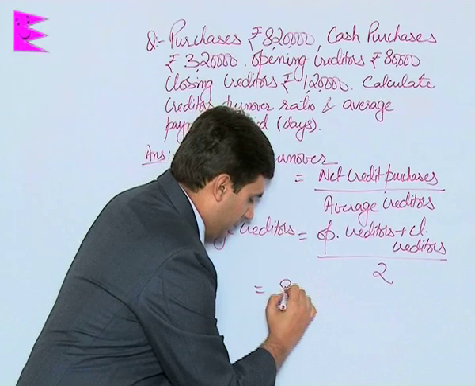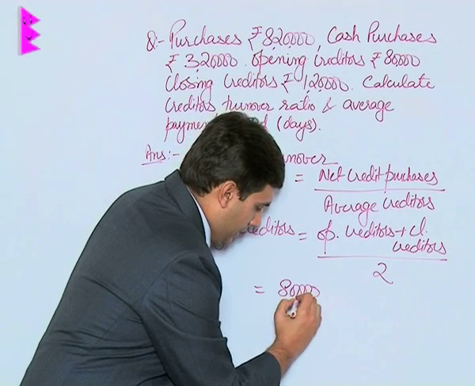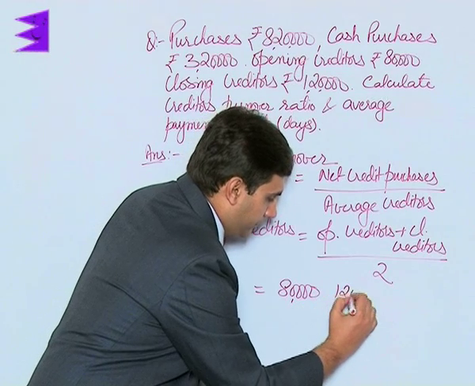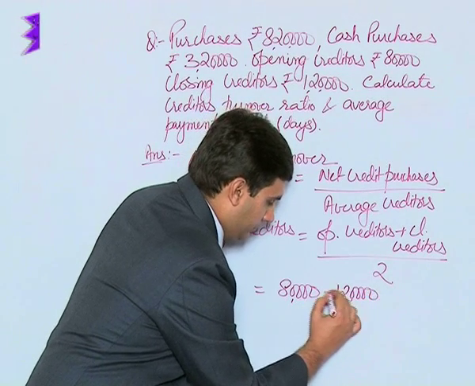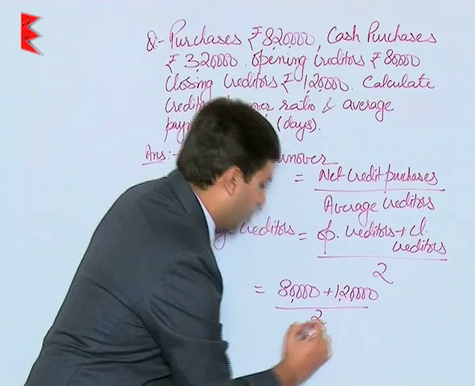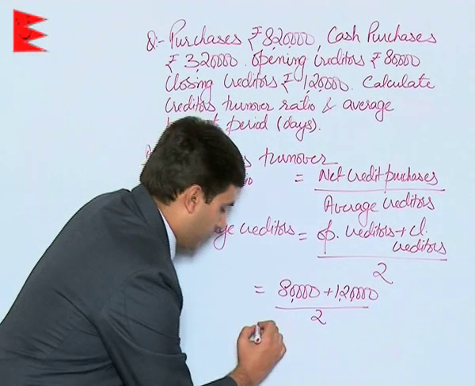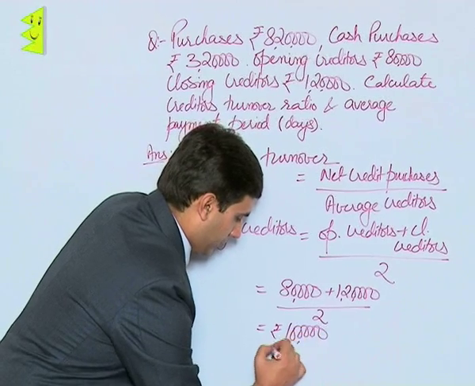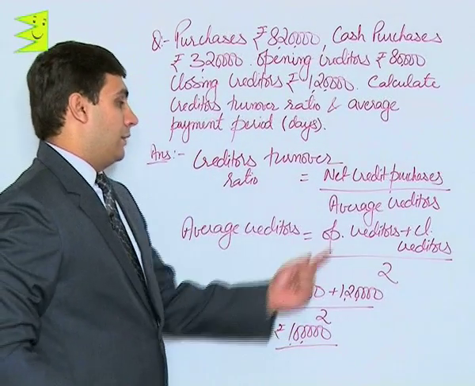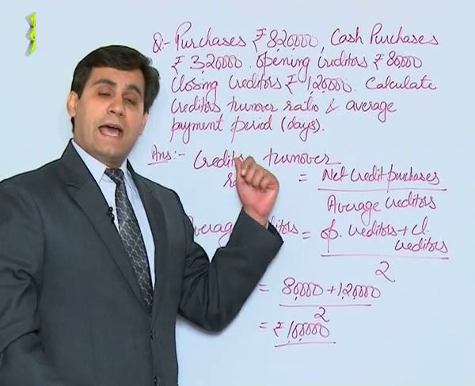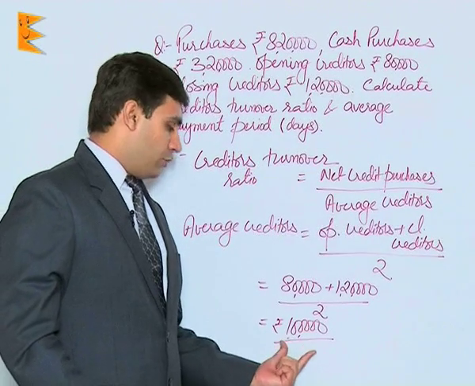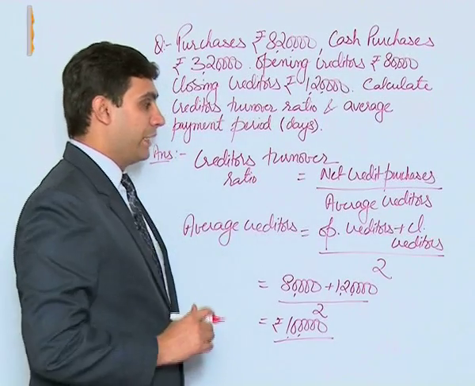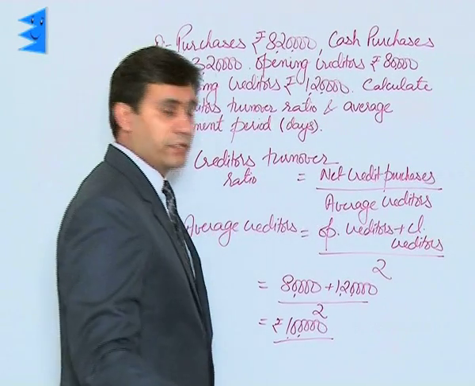So this can be written as 80,000 plus 1,20,000 divided by 2. This comes to rupees 1 lakh. That means average creditors as calculated in this question should come to rupees 1 lakh. Now coming to the numerator, that is net credit purchases.